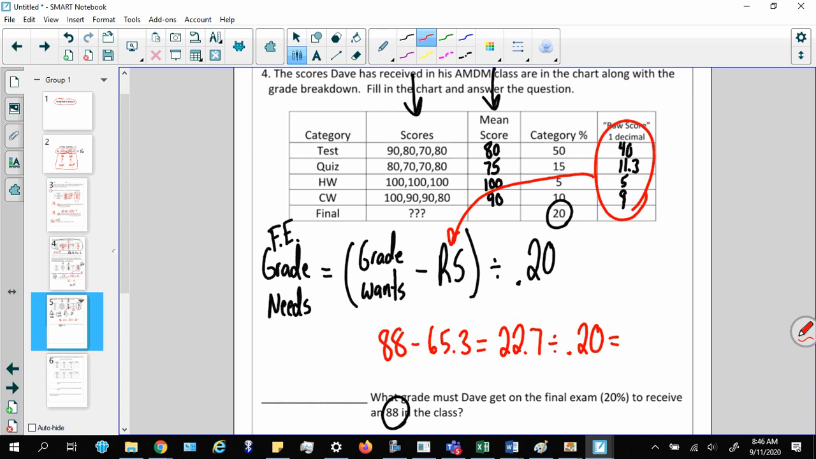When I divide that by 0.20, I get an answer, rounded, of 113.5, which means he basically has to make a 114. If you have something over 100%, the likelihood of that happening is never going to happen. So, mathematically speaking, your conclusion would be there is no way that Dave would ever get an 88 in the class because there's no way that you can get 114 on the final exam, especially if the final exam's out of 100 points.